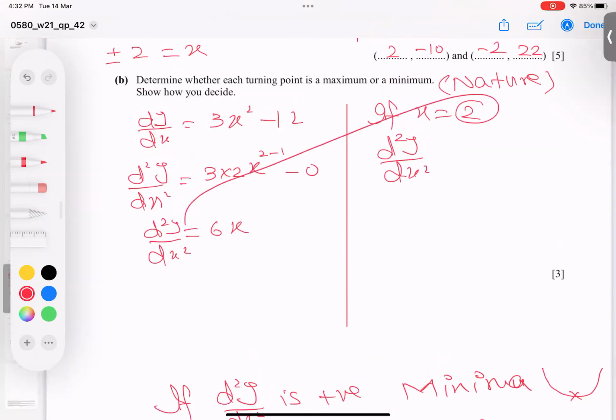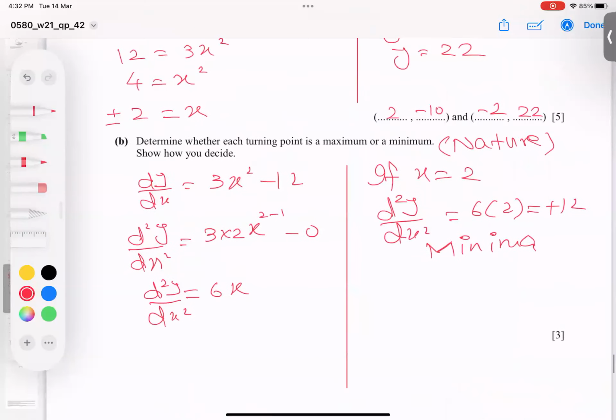Then when I plug in this 2 here, 6 times 2, which is a positive 12. So it's a point of minima. So I can write it as MIN. So this is the point of minima.